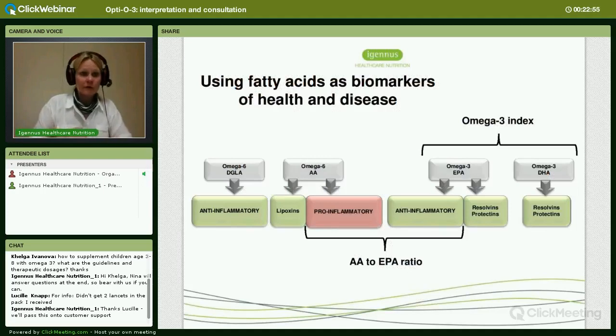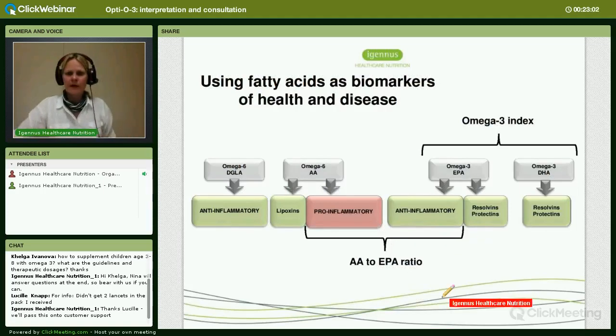And now I'm going to talk about how your fatty acid results can be used as biomarkers of health and disease. As I've stated, we have our omega-3 index, which is our structural biomarker. It tells us exactly how much omega-3, EPA and DHA, we've got in our red blood cell membrane. We then have our AA to EPA ratio, which is our biomarker of pro-inflammatory to anti-inflammatory products. And this is important because it tells us our inflammatory status.